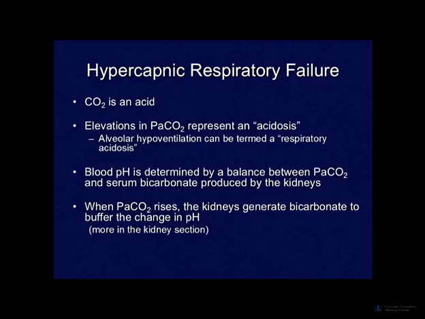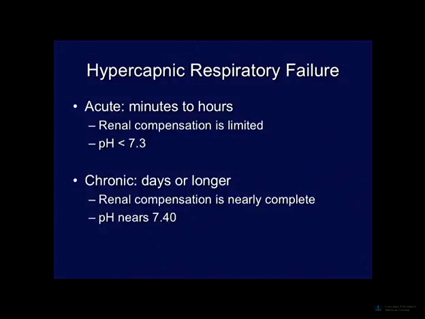So when CO2 rises, depending on how fast it rises and over how long a period of time, the kidneys may or may not generate enough bicarb to balance your pH, to make that still an acceptable pH in the blood. You'll get to more of that in the kidney section, but that's what the kidneys will do to compensate for a rising CO2. So in the acute scenario, we're talking something on the order of minutes, perhaps hours, where the renal compensation is limited. It takes time for the kidney to make bicarbonate and to buffer that CO2 that's climbing. So in general, you're going to have a lower pH. You're going to have a pH under 7.3. It could be in the 7.1 range.